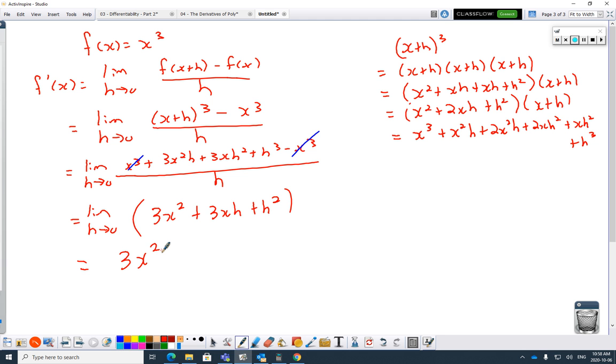Any questions about that derivation there, so that you know that if it happened to come up as the x cubed question, or as the derivative question from first principles, on a test?